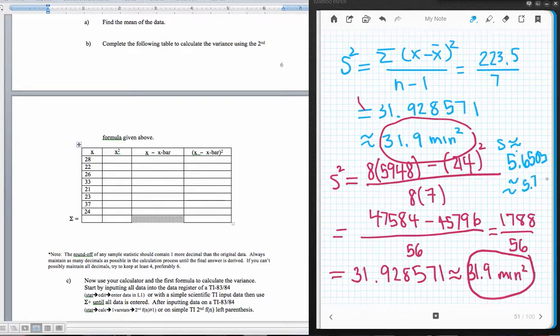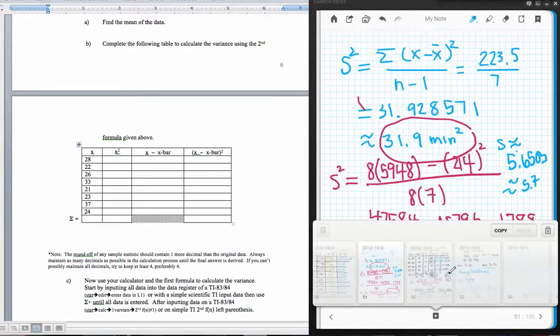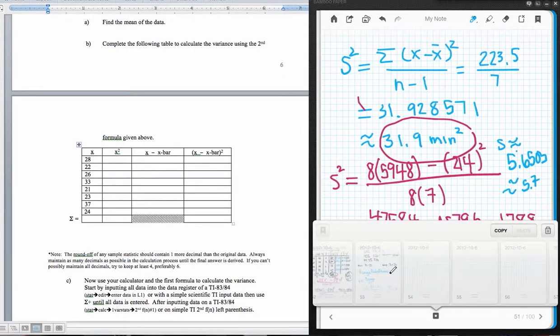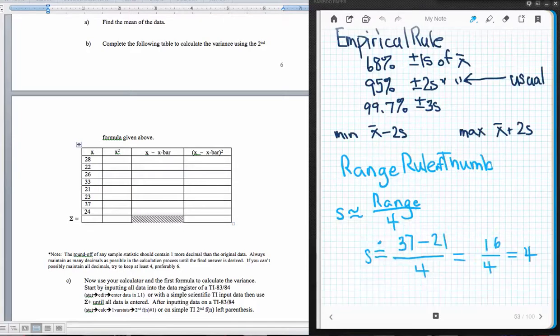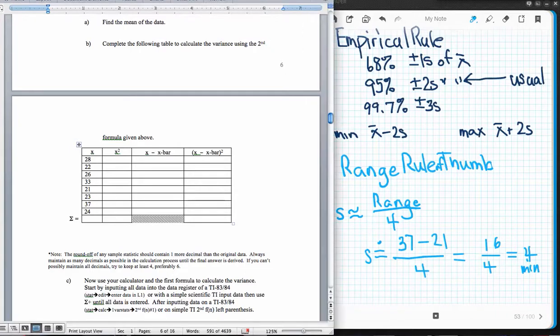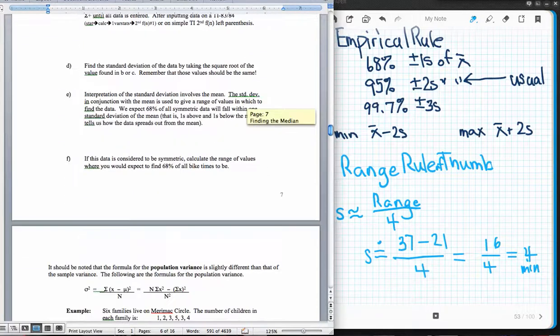So what we're saying is that, just as an overall approximation, using the range rule of thumb, what we would end up with for the bike racing data is about 4 minutes. Not a great approximation, right? Because we see that the actual is 5.7. That's 1.7 minutes off. So not a perfect idea, but it gives you a general idea.